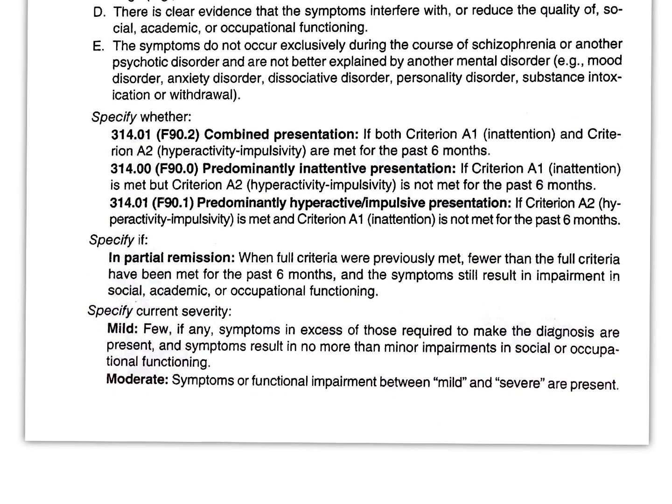So here are the specifiers, and this is where you really look at what type of ADHD it is. 314.01 is considered the combined presentation. It is both inattentive and hyperactive impulsive type. This is probably what you encounter the most when it's true ADHD, that the individual is going to be both inattentive and distractible and hyperactive. It's probably the thing that gets noticed the most.